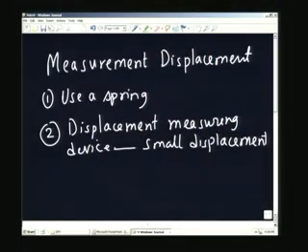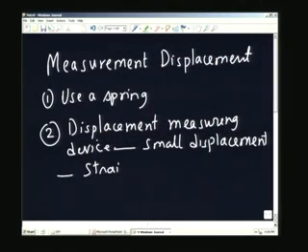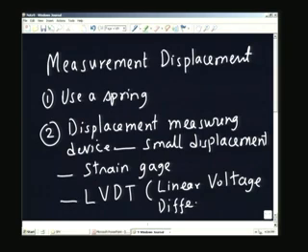So, generally small displacements are required. Very small displacements cannot be measured by using a normal scale. Therefore, we have to devise some way of measuring this small displacement. So, what are the displacement measuring devices? One is we can use a strain gauge. We can also use what is called an LVDT. This is a linear voltage differential transformer. LVDT stands for the first letters of these words here, linear voltage differential transformer.